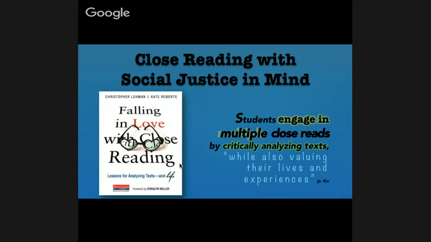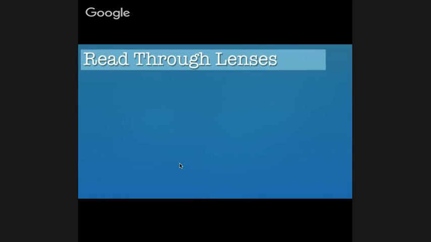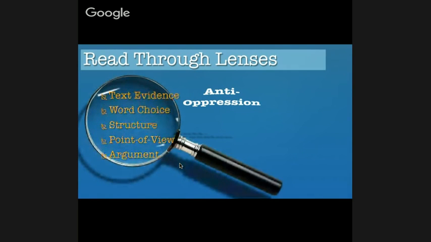So I'm going to walk you through what it might look like if we close read with social justice in mind. So let's start with the first step, which is to read through lenses. So Chris and Kate name these lenses as text evidence, word choice, structure, and point of view and argument. And so let me stop here and say that I highly recommend that your students are familiar with these steps of close reading before embarking on close reading with social justice in mind. And the reason being is that when teaching with social justice in mind, students need to know how to read through an anti-oppression lens, okay? In addition to all of these different lenses.